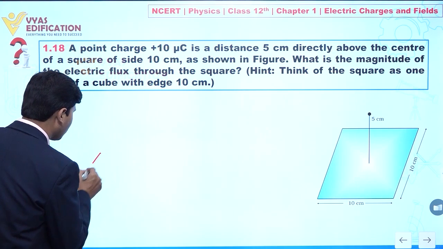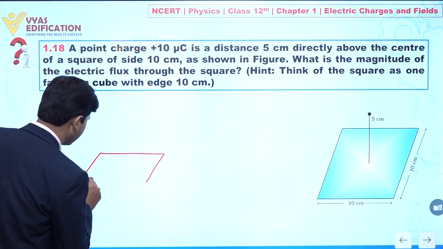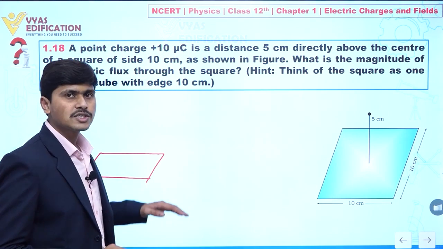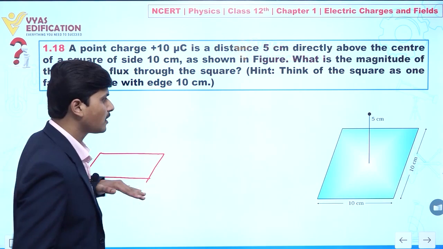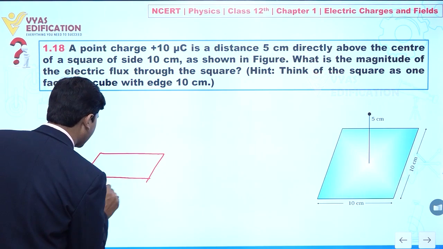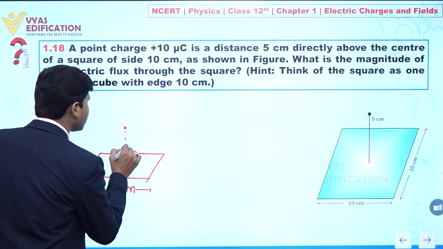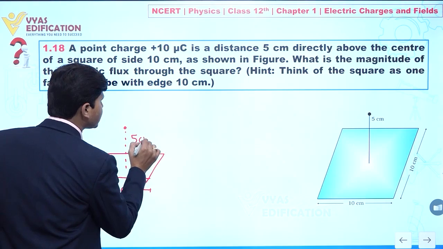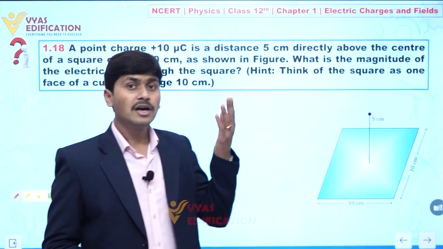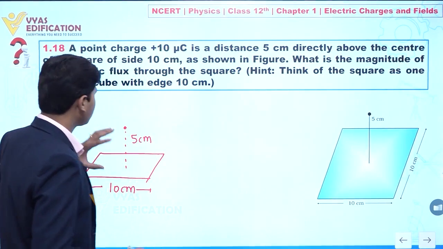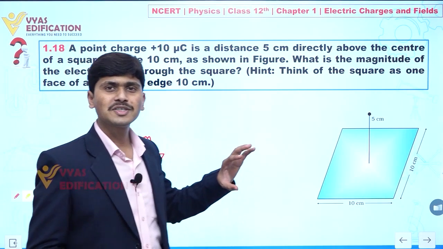Let's suppose I am again drawing. Let's suppose here we have this is square. Clear? This square is perpendicular to this screen. Clear? And now side is given to you 10 cm, and let's suppose we place a charge at 5 cm distance above this plane. Clear? Our objective here in this question is to calculate flux. This is passing through this surface.